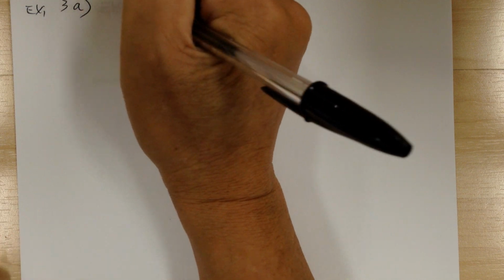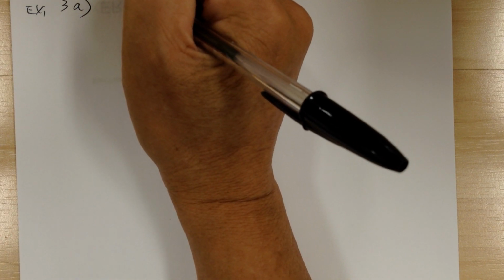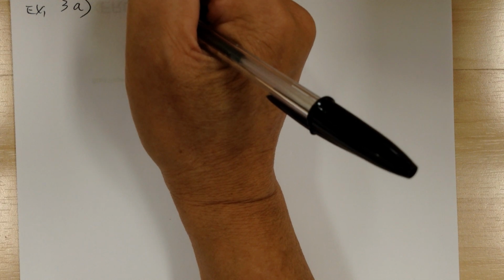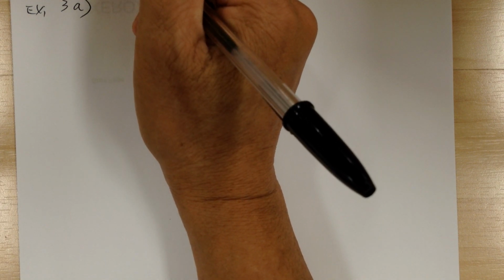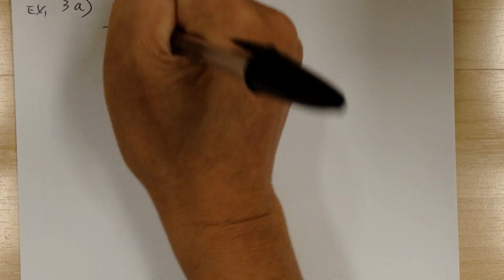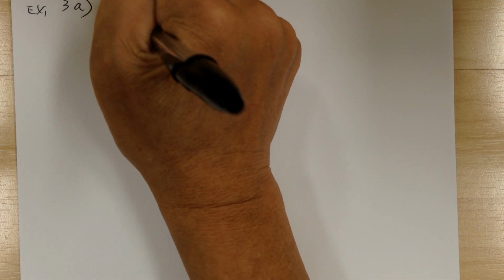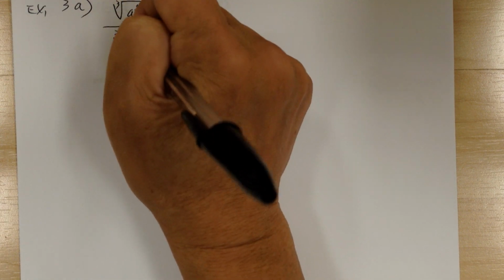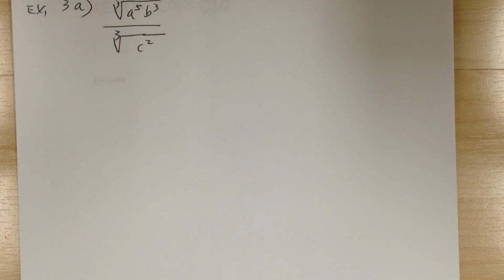Okay, let's go to example 3. Example 3a. Okay, now what I'm going to do is, instead of making a big fraction, I'm going to separate the top from the bottom. So instead of just wasting time copying exactly the same, I'm going to separate the top from the bottom already. So I got a to the 5, b to the 3, and on the bottom I got c to the 2.